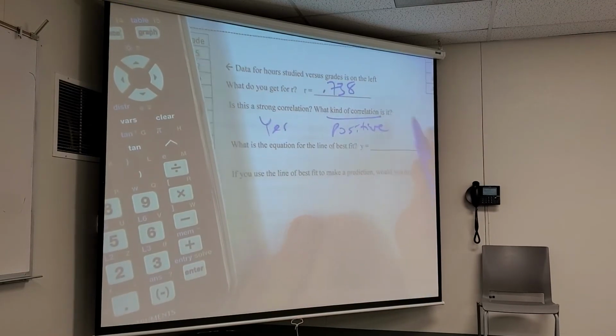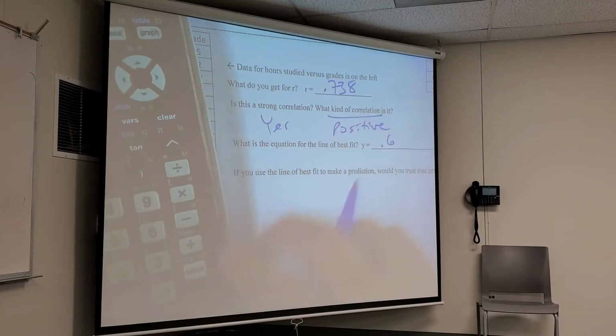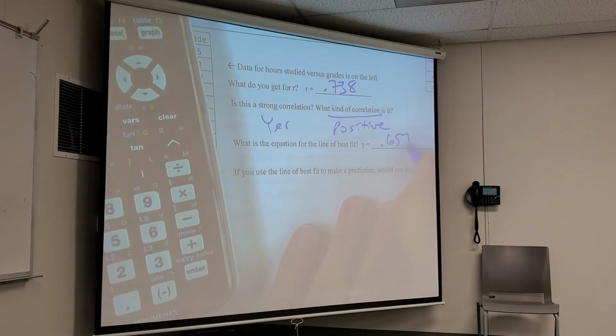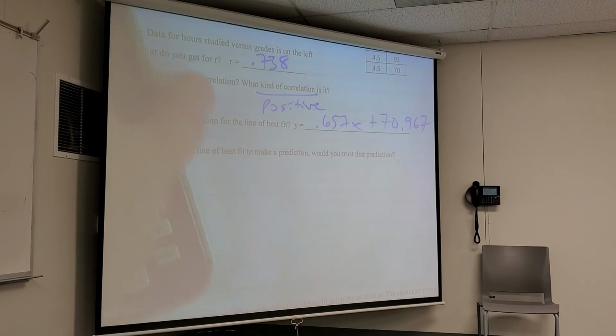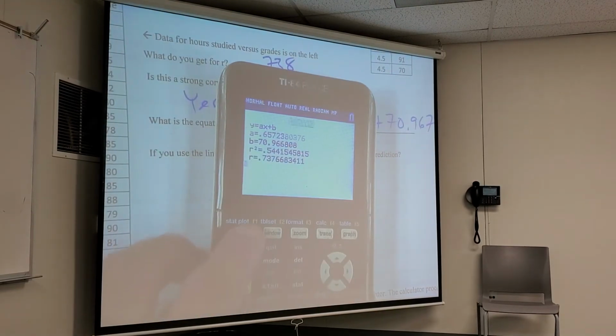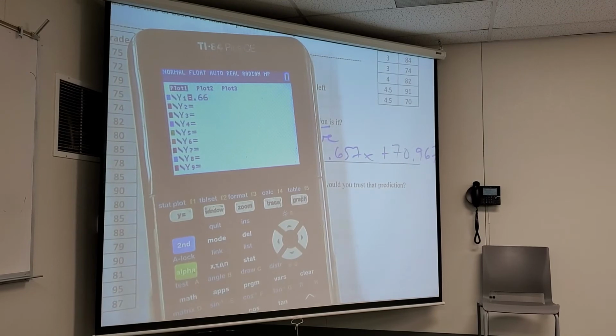So what's the equation? All right, 0.657x plus 70.967. I like it. And now we can just throw that in the old calculator. Y equals everything I just said. 0.657. Got it.